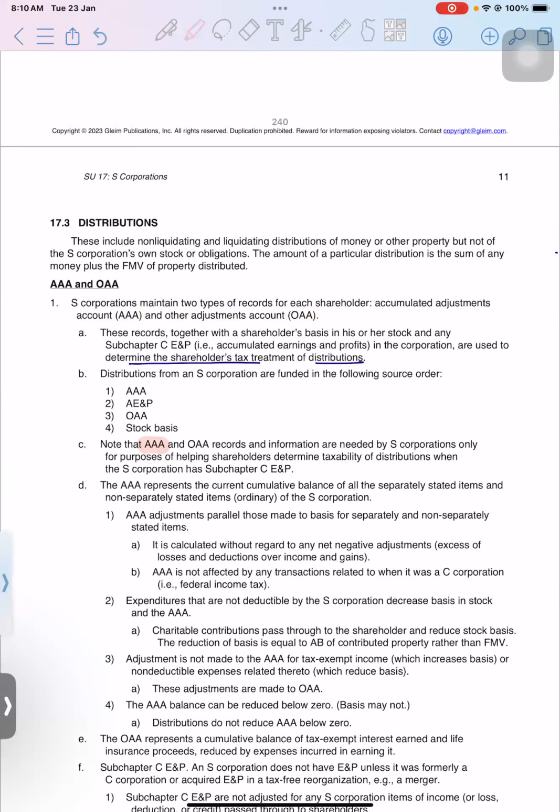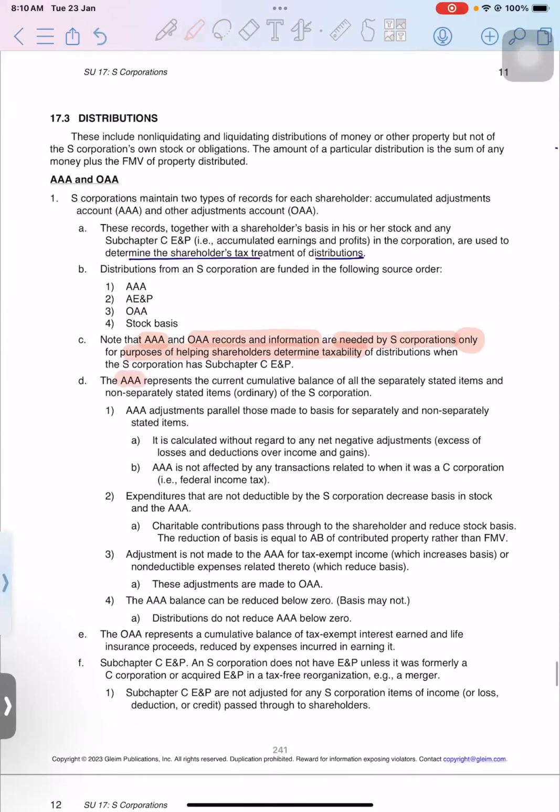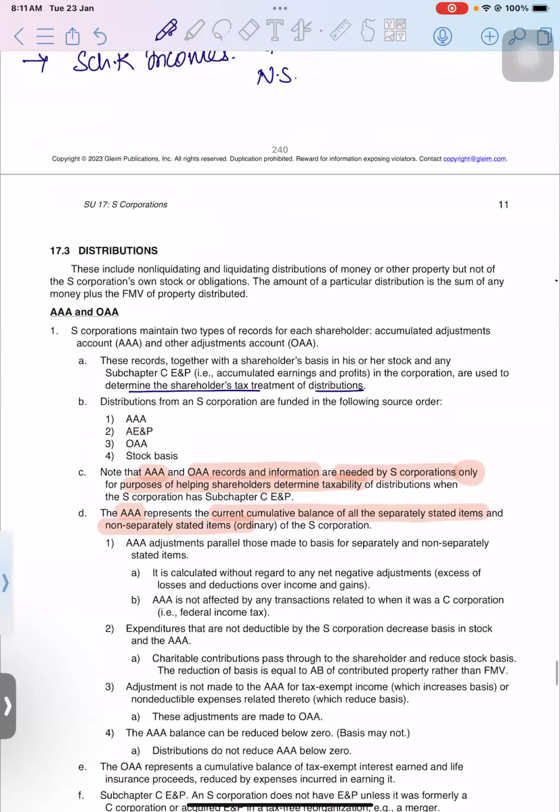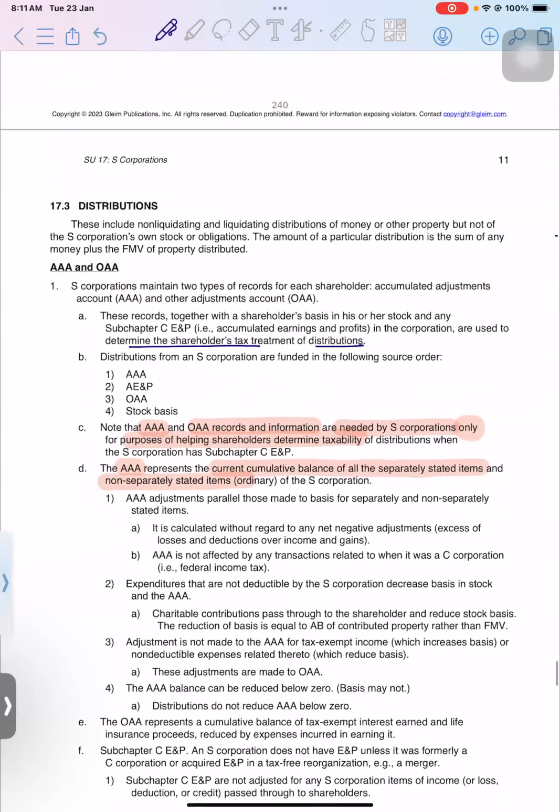AAA and OAA records and information are needed by the S Corp only for the purpose of helping the shareholder determine the taxability of distribution. Now, what does AAA represent? The current accumulated balance of all separately and non-separately stated items. Can I say, if I talk about AAA, this will contain our page 1 incomes, and this will also contain our Schedule K incomes. Separately plus non-separately stated items will be added over here in AAA. Got it, guys?